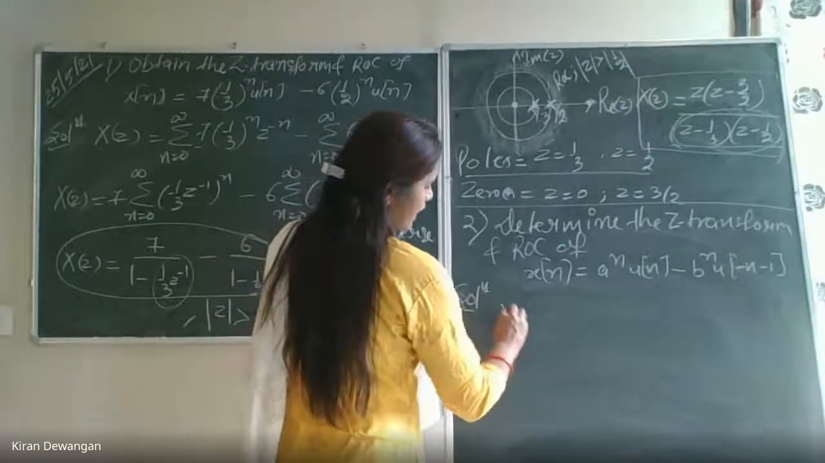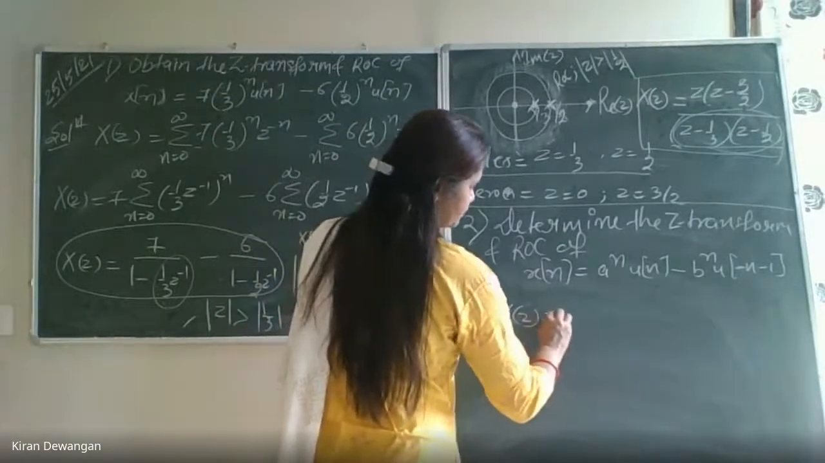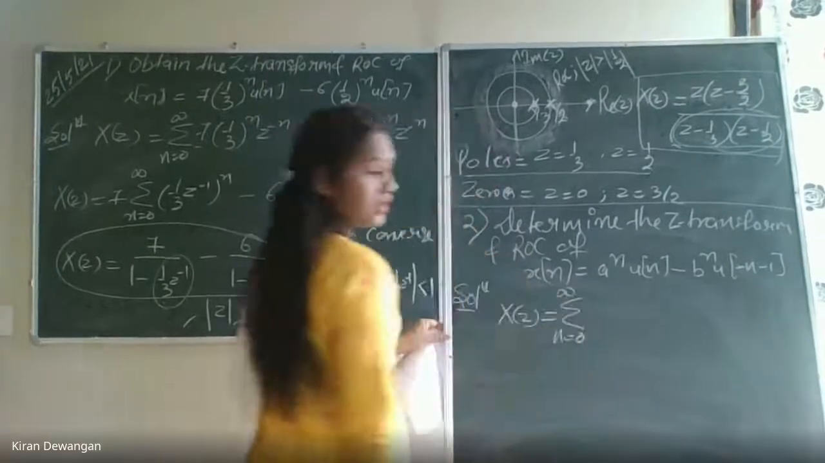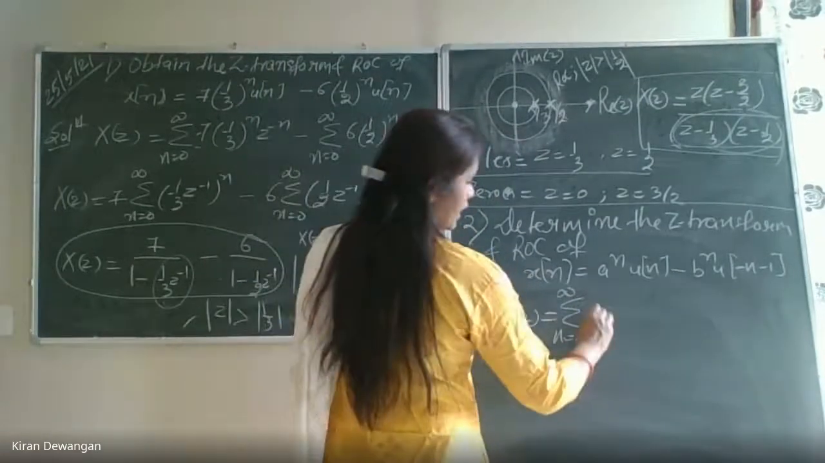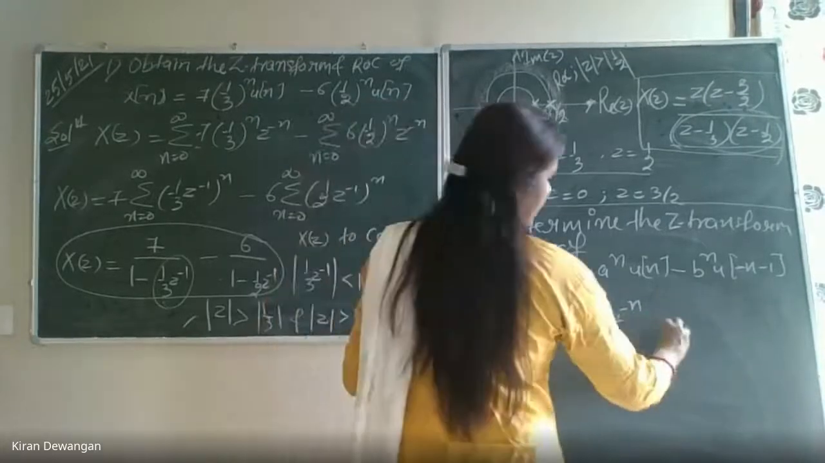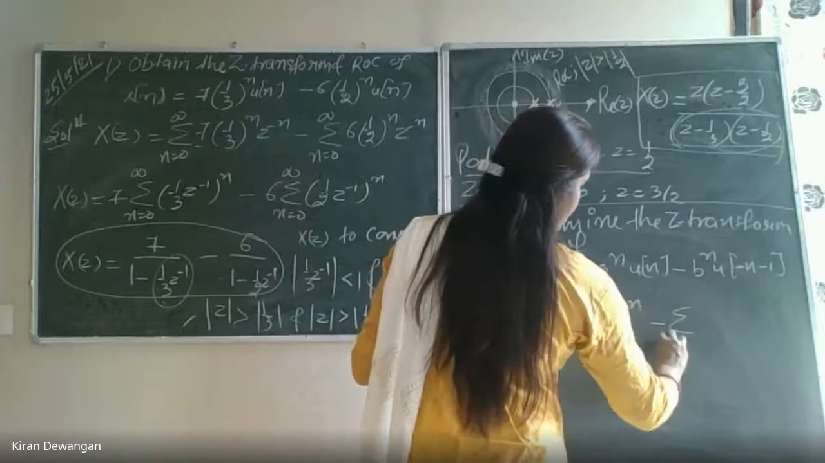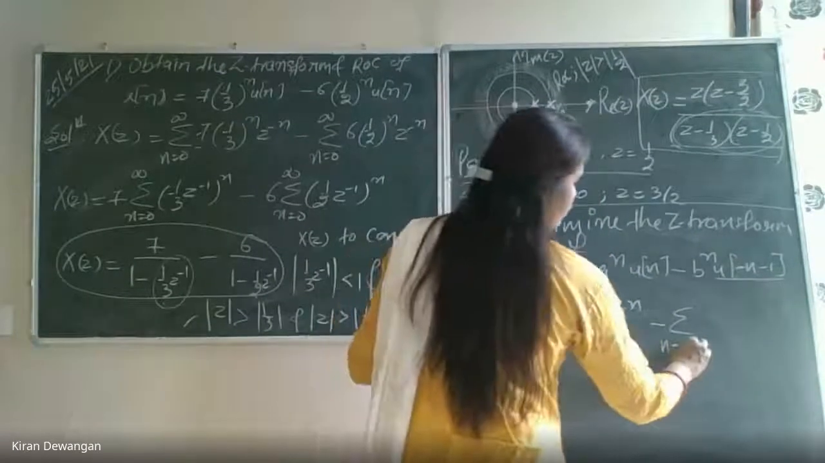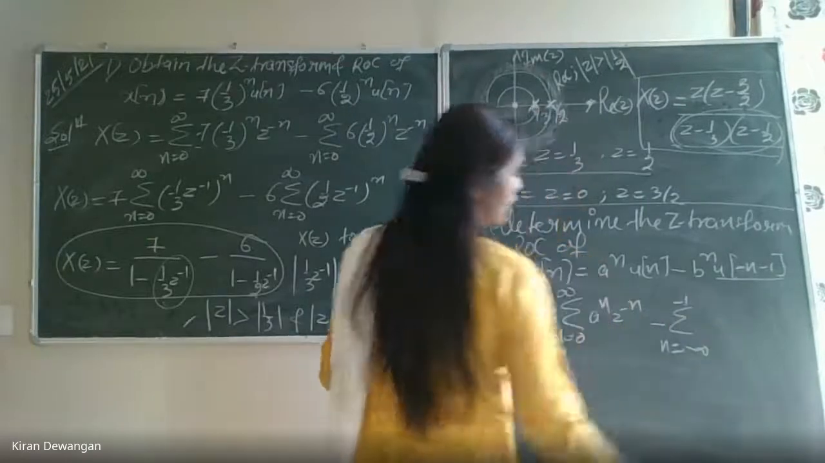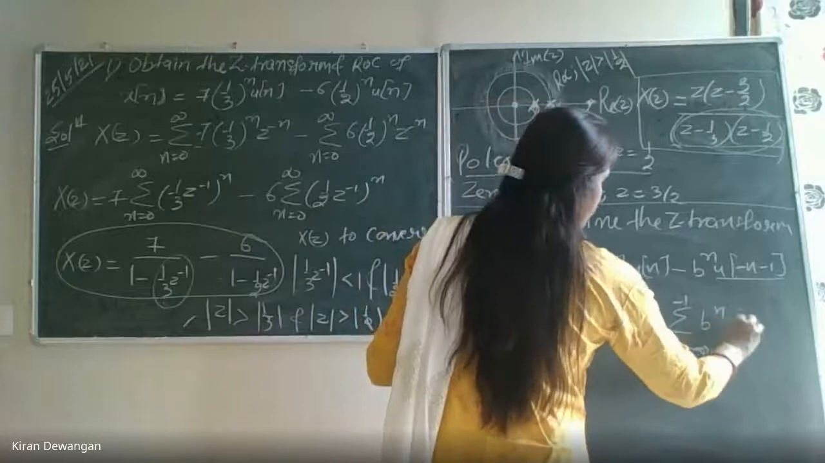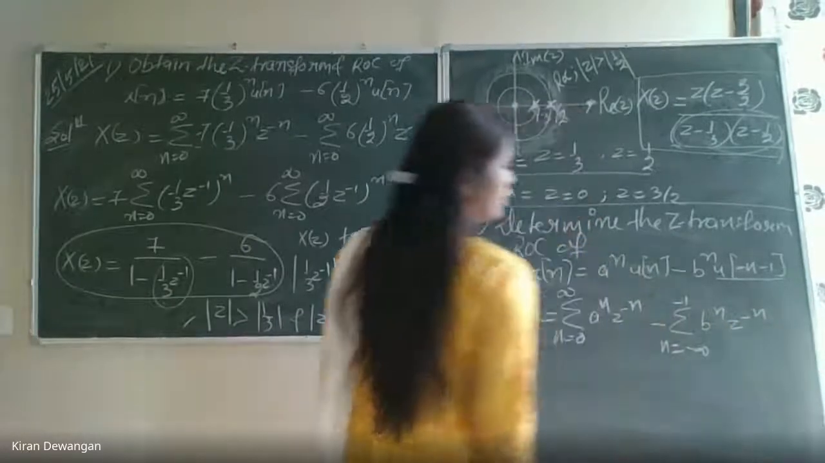Solution. We'll directly write X(z). This is for n from 0 to infinity, the first term a to the power n z to the power minus n. Now the second term, minus summation, as we have already discussed, from minus infinity to minus 1. ठीक है? This is b to the power n z to the power minus n.